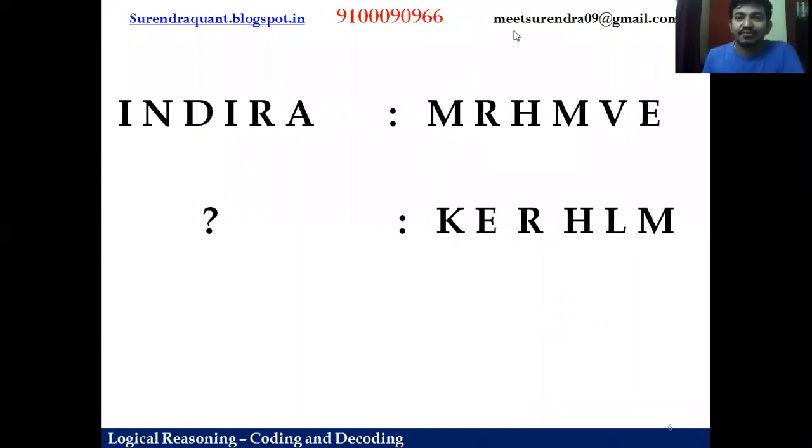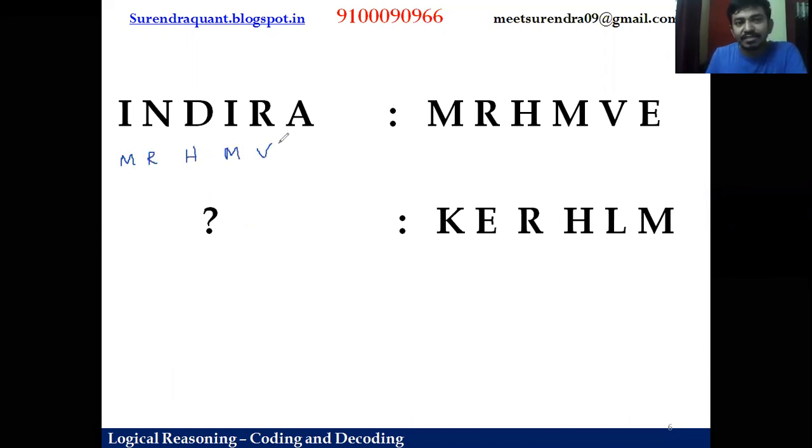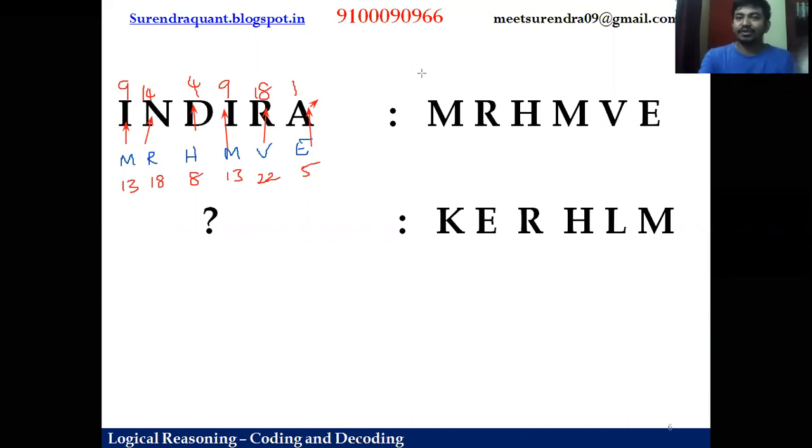Next, if Indira is coded as so and so, then how can you code this? So quickly write down below the word Indira. This is M, this is R, this is H, this is M, this is V, this is E. So now instantly you have to give the numbering for them. So this is 9, 14, 4, 9, 18, 1. So this is 13, 18, 8, 13, 22, and then 5. Now did you observe? This is -4, -4, -4, -4, -4, -4. So from left to right, this is -4, right?